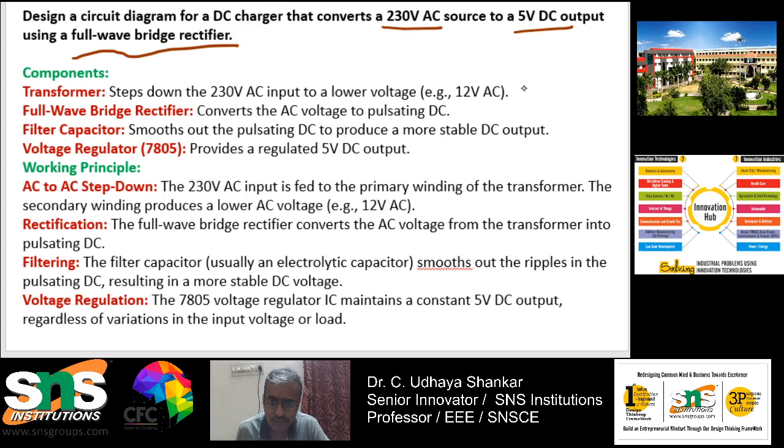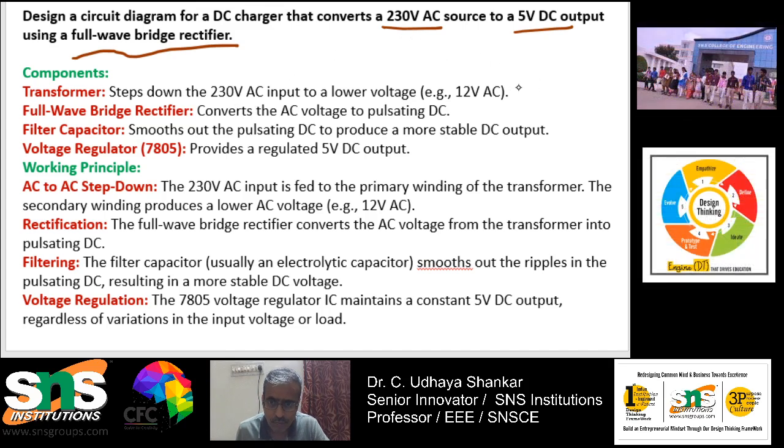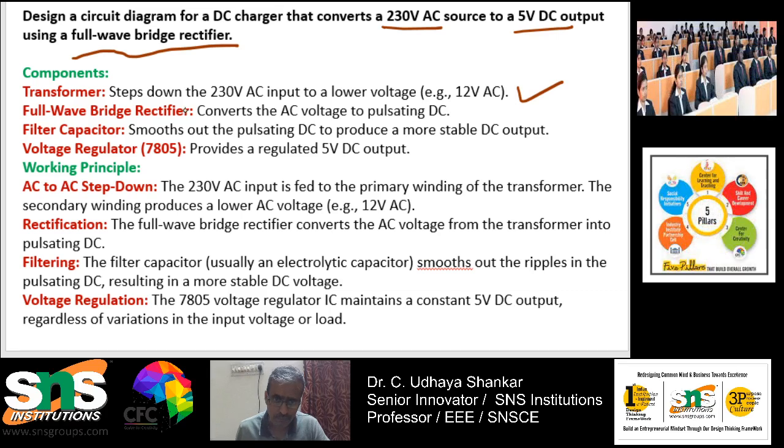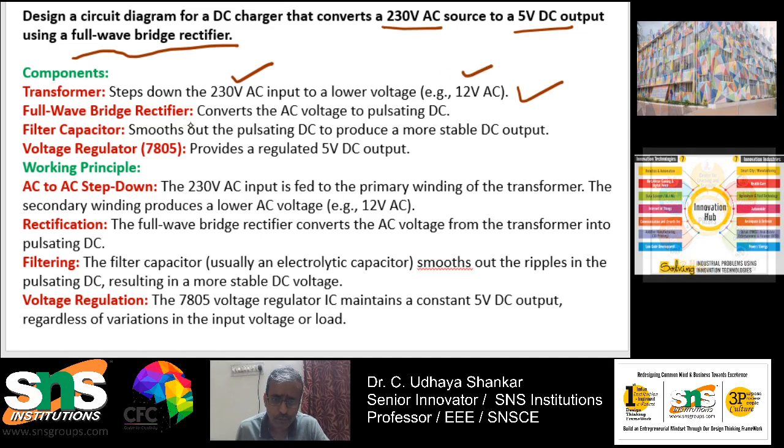So, the first one is the transformer. Okay. In the transformer I am going to step down to 12 volts, because normally the transformer range is either 12 volt or 24 volts available. Since we are going to use only the 5 volt, a step down transformer with 230 volt to 12 volt is being used. Okay. Next, I want to use a full wave bridge rectifier, which is going to convert the AC voltage to pulsating DC voltage. Is it okay?